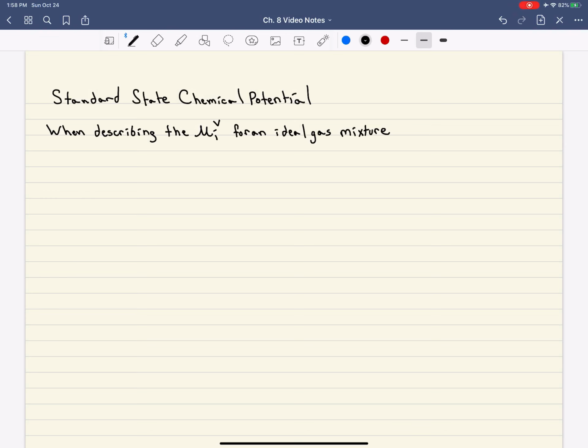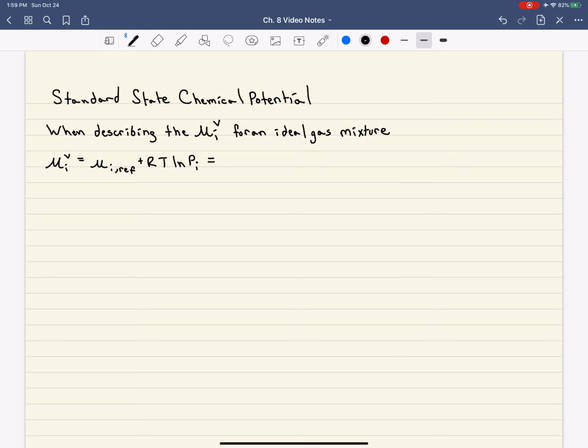When we were discussing the chemical potential of a component in an ideal gas mixture, we described the chemical potential using this equation. Right, where we had some reference chemical potential plus RT natural log of the partial pressure. All right, and so this is one way of writing the equation.